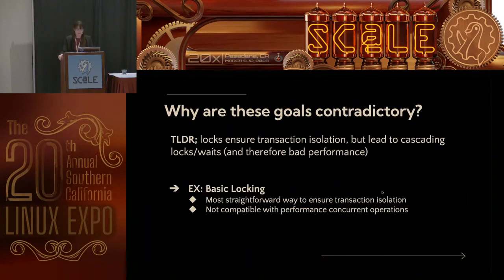These goals are contradictory because locks, which are necessary for transaction isolation to some level, can lead to this cascading pattern of locks and waits, and by extension, bad performance. If you think about it from a high level, if you imagine the most basic version of a lock, where you say, okay, I'm writing now, it's my turn, locking this database until I can finish, then everything else that would need to write would need to queue behind it. Everything else that would need to read would need to say, well, what version can I read from? What's the current state? And then you would get into a very non-concurrent situation, which is not what we want to do.